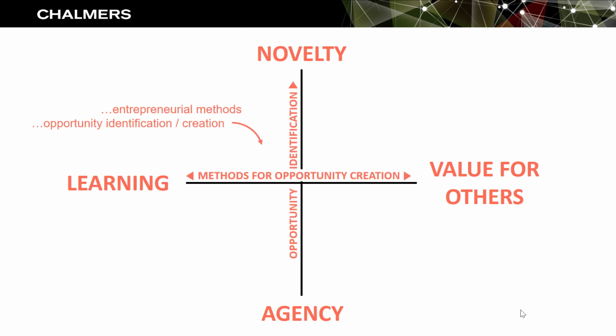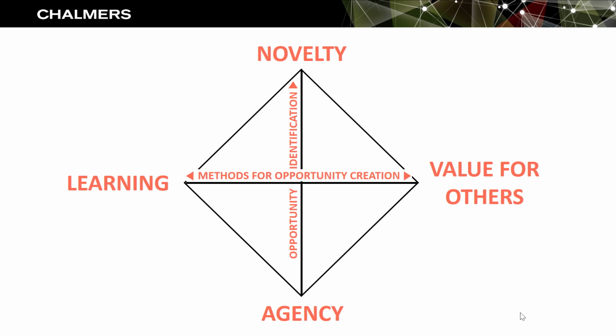And then we take entrepreneurial methods and we take opportunity focus. And I would say that when we go between learning and value for others, we are working in line with methods for opportunity creation, or entrepreneurial methods in general for how you create opportunity. And when somebody sees something novel, then I would say we have opportunity identification. The last step now is to connect the four concepts with each other everywhere you can. And that gives us a diamond and a cross in the middle.